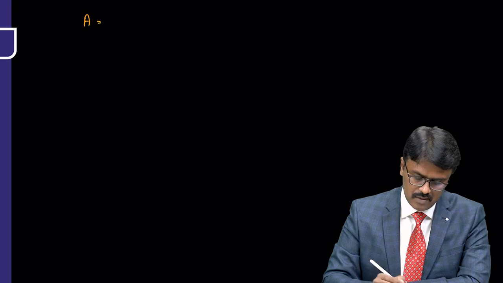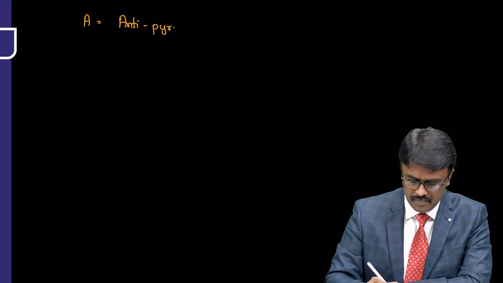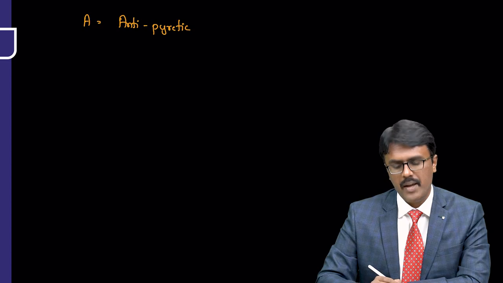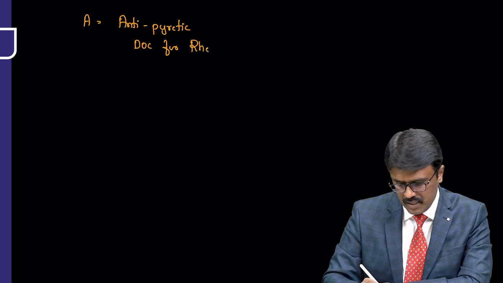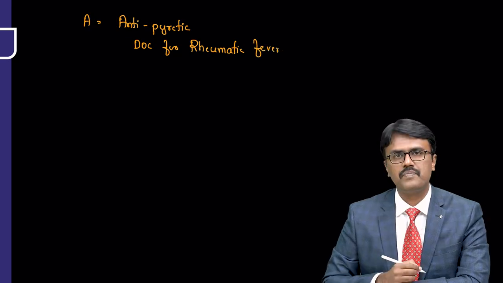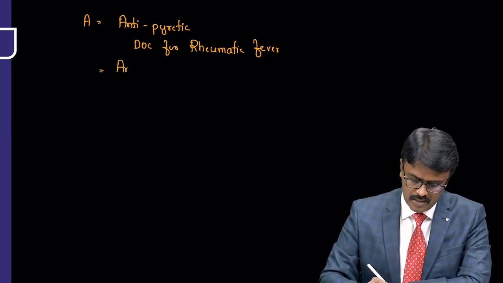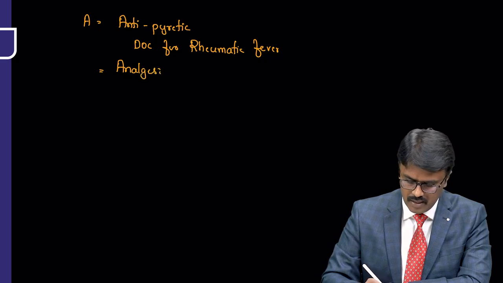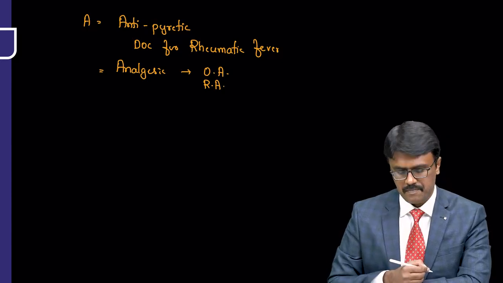Now once we are done with A, one more letter, that is A itself, it has antipyretic action, so it can decrease the fever. And it is considered the drug of choice for rheumatic fever. Next, it also has analgesic property and it can be used in osteoarthritis and rheumatoid arthritis, so arthritis conditions.